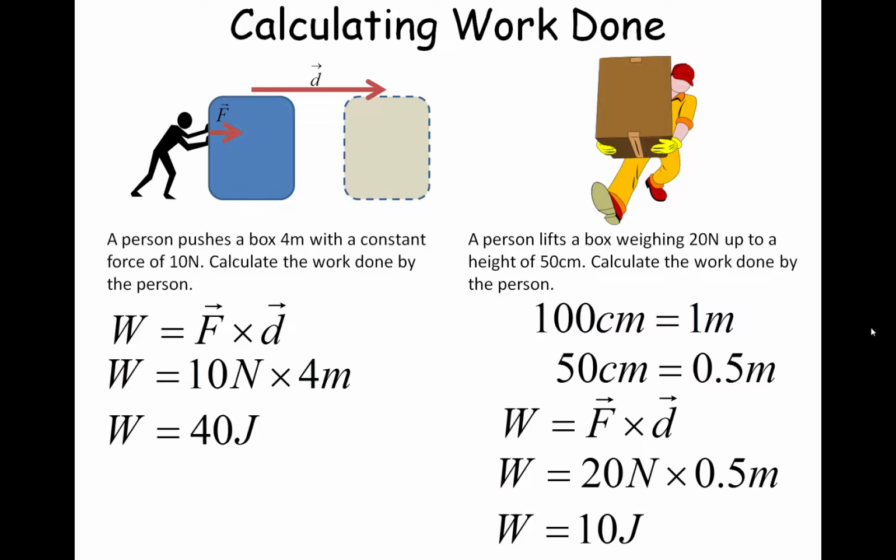However, if the question had said that the box weighs 20 newtons and a man walks a distance of 30 meters, we could no longer calculate the work done because the man has not lifted or dropped the box. The distance moved is not in the same direction as the force applied.